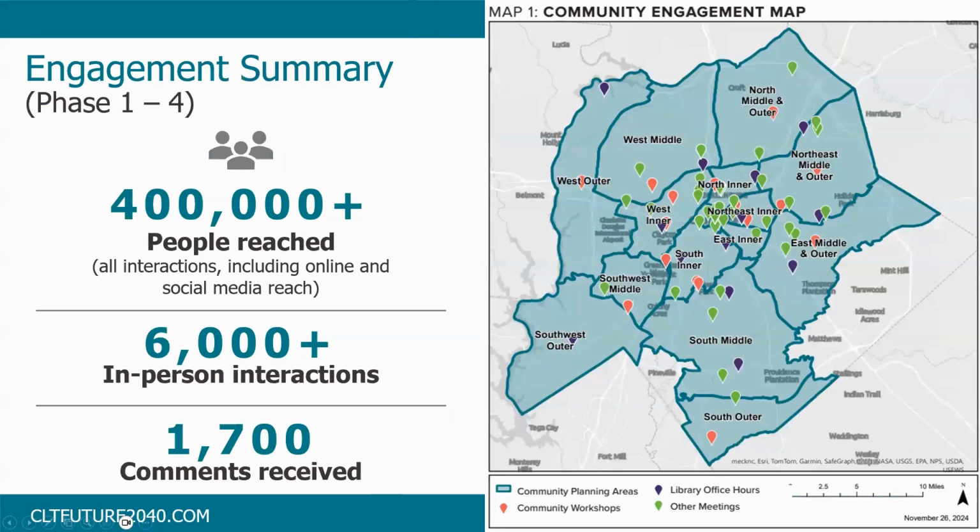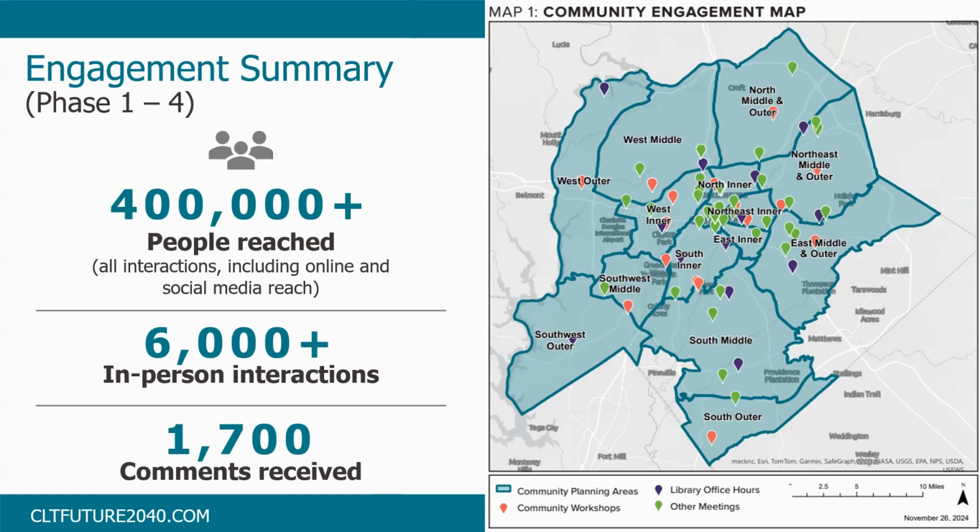This slide summarizes engagement efforts from phase 1 through phase 4 of the process, where we've reached over 400,000 residents both online and in person, using a range of constant and coordinated tactics. This includes tactics such as social media, our website, and all the online interactive content we produce, such as story maps and videos. While virtual interactions are wonderful, we still really value in-person interactions, and we were able to interact with 6,000 people between phase 1 and 4.